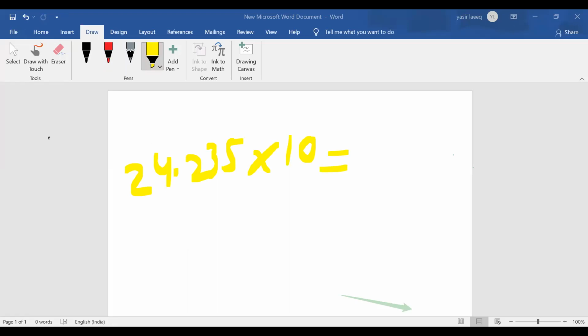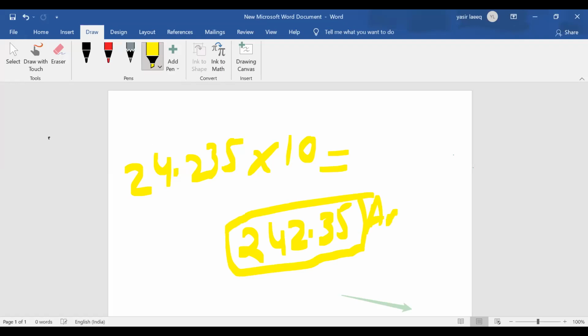Okay, so look here, it is 24.235, and it is multiplied by 10. So the decimal is moved 1 place to the right-hand side. Is it clear? So it will become 242.35. It will be your answer.